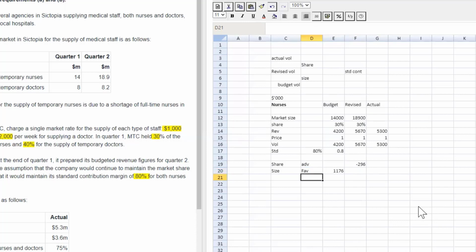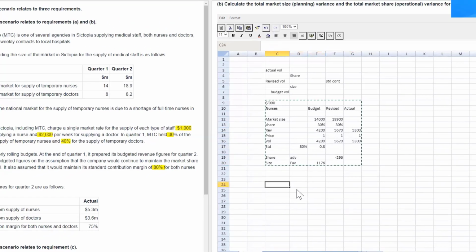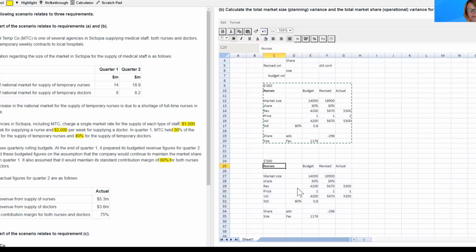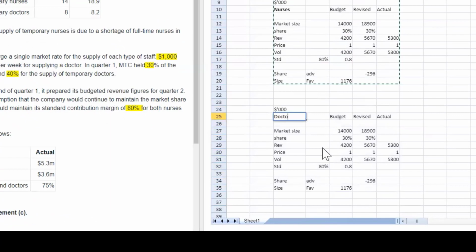Now, I don't need to retype all this again. This is where you need to realise that the examiner's expecting you to now copy that. And if you copy that, you then can pop it down here and redo it now for doctors. And you don't have to redo any of those formulas again. You just need to change the figures.